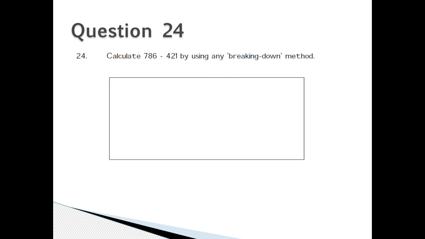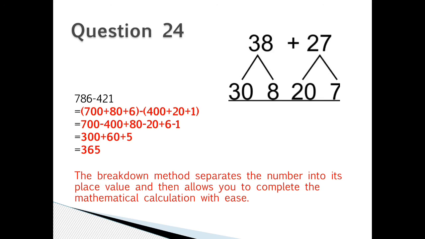24. Calculate 786 minus 421 by using any breaking down method. Question 24. 786 minus 421 is 700 plus 80 plus 6 minus 400 plus 20 plus 1. 700 minus 400 plus 80 minus 20 plus 6 minus 1. 300 plus 60 plus 5, and that all gives us 365.